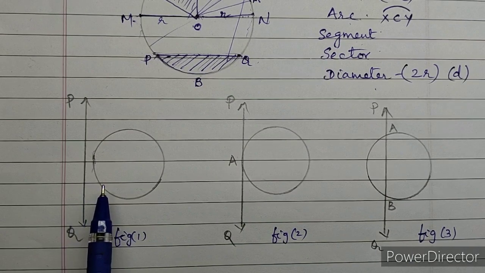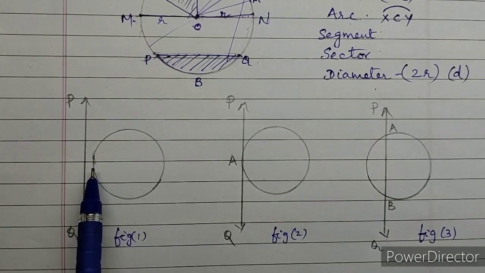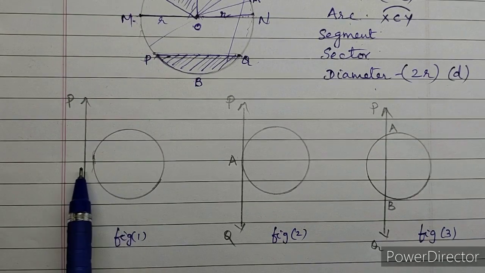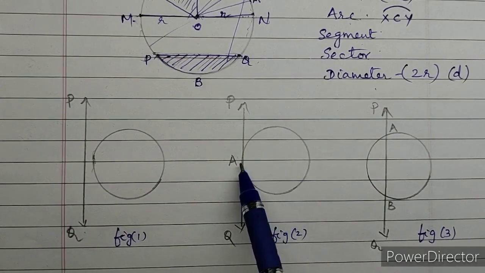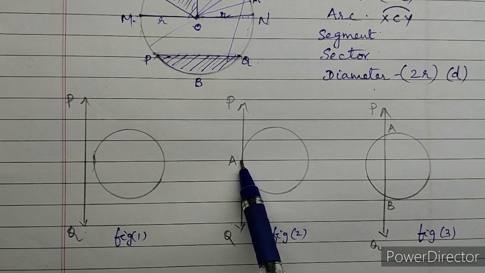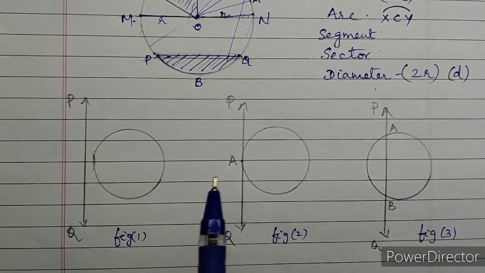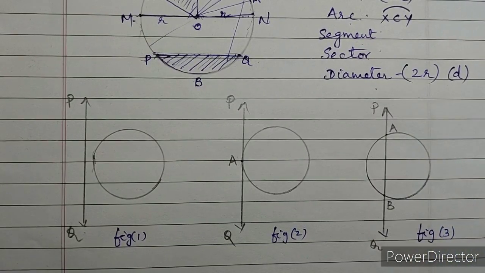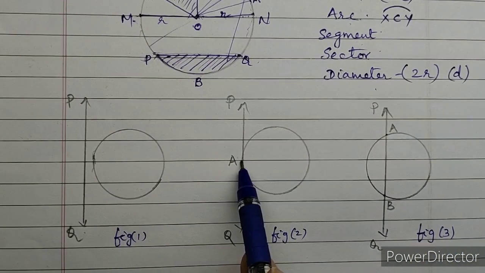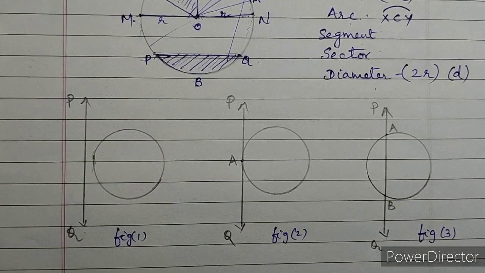In the first figure, you see the PQ line is not touching the circle. Second figure, PQ line is just touching the circle at one point. In the third figure, the PQ line has entered inside the circle and it is touching 2 points, A and B. Here only one point, A. Here no touching.